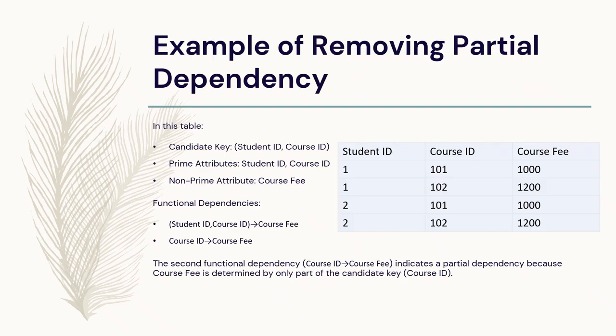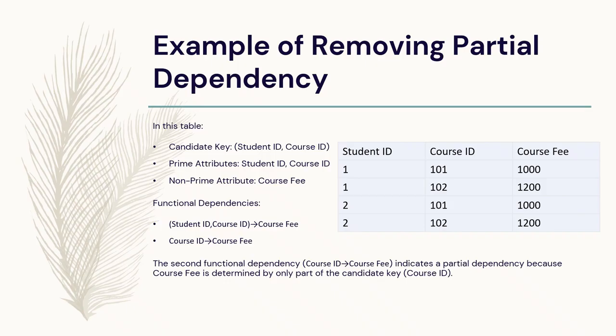Let's see an example for removing partial dependency. Consider the given table. Here we have student ID, course ID and course P column. First we need to identify the candidate key. In this table we have student ID and course ID as candidate keys. The prime attributes are student ID and course ID. Then non-prime attributes are course P.